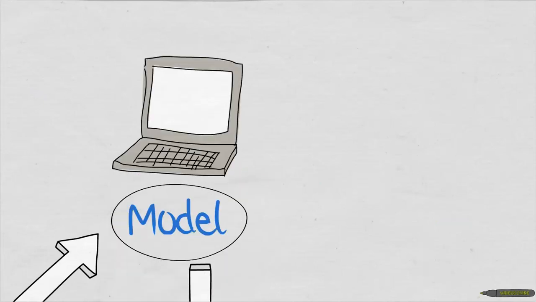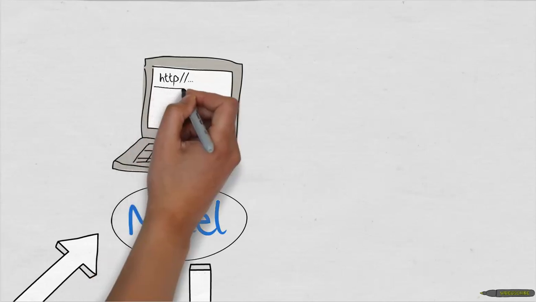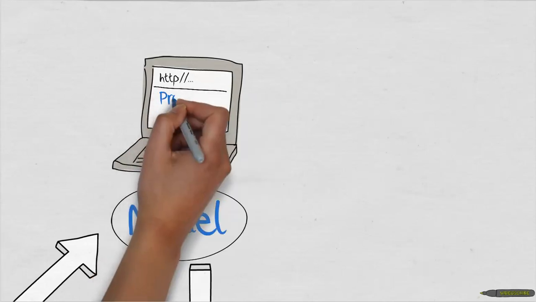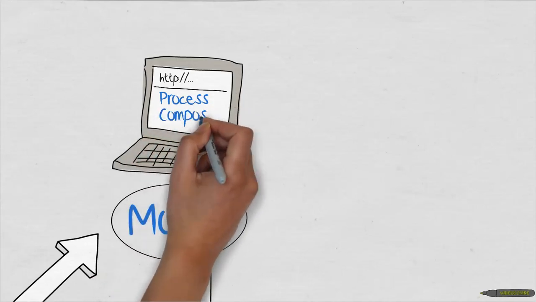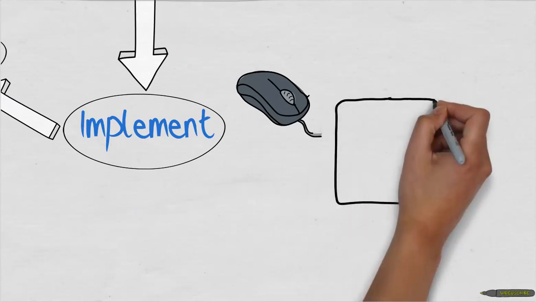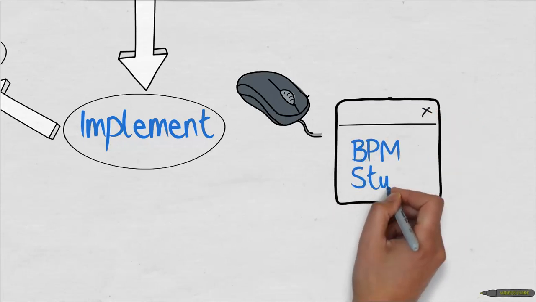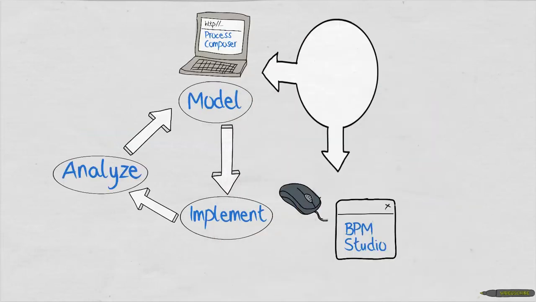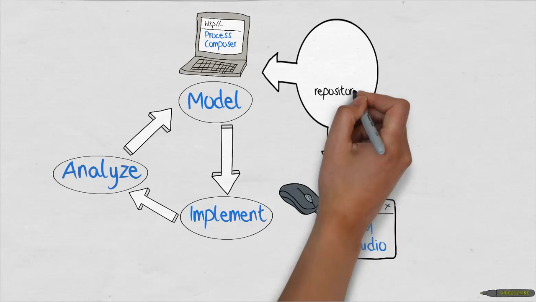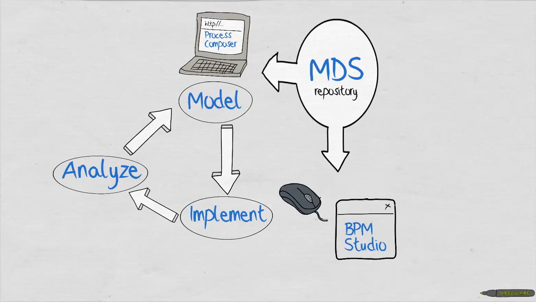Oracle BPM Suite delivers a very easy-to-use web interface called Process Composer for modeling processes, just as we did now. For implementation, developers use a desktop application called BPM Studio. The collaboration between business and IT and these two tools is done via a shared repository called Metadata Services. This way, both types of users work on the same process model.